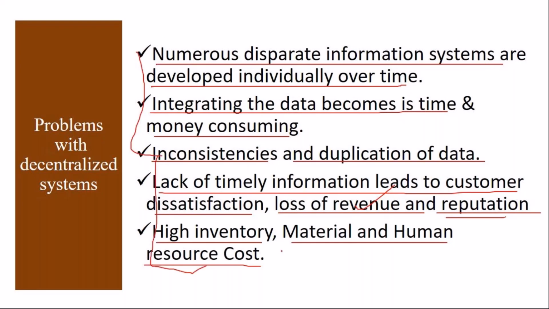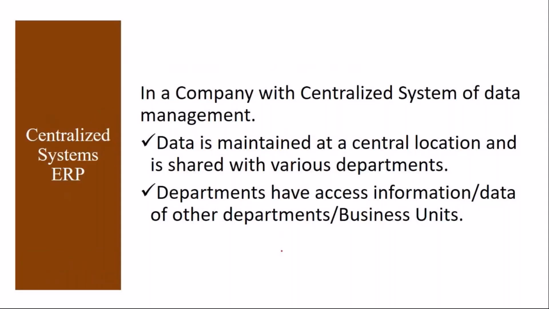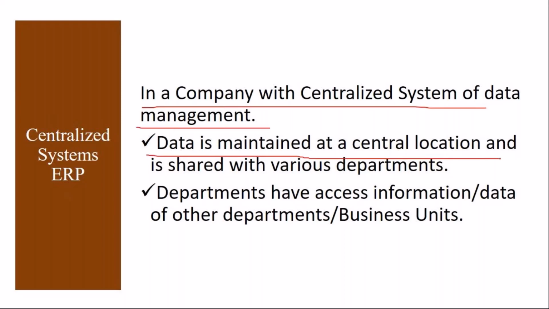To avoid all these problems, the solution is to have a centralized system, which is called ERP, Enterprise Resource Planning tool. In a company with a centralized system of data management, data is maintained at a central location and is shared with various departments. So now all the data of all the departments will be stored in a single system, which is nothing but ERP. You will have only one system.